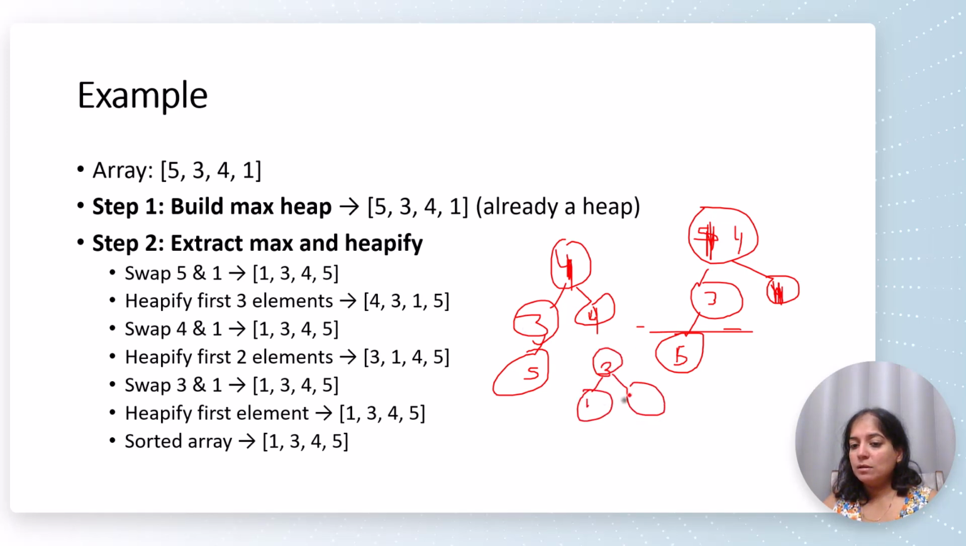1, 4 and 5. Now extract 3, so swap 3 with 1. So 3 will come here, 1 will come here. 1 is the only element. So now if you take the elements, you have the sorted elements 1, 3, 4, 5.